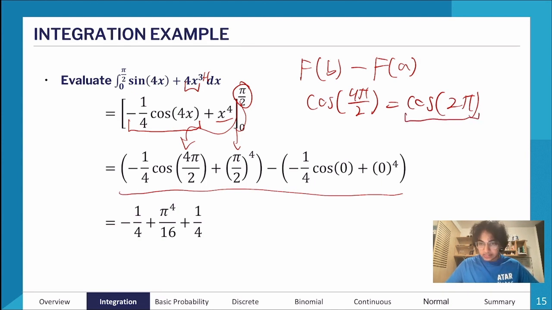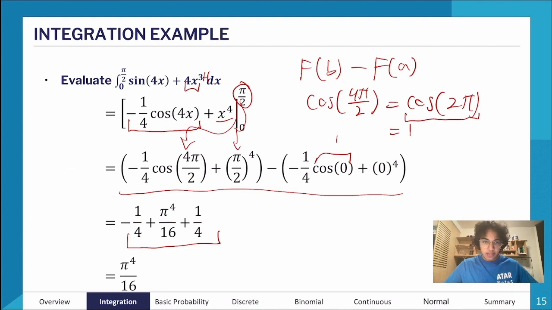So this is an exact value you need to know, and that's going to be 1 here. And that's also equal to what cosine 0 is, and that's also 1. And so from there, you can just work this out. Hopefully that makes a bit of sense. And this is what our final answer would be. This also gives the area under the curve for this function from 0 to pi on 2.